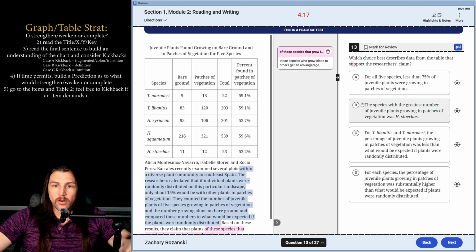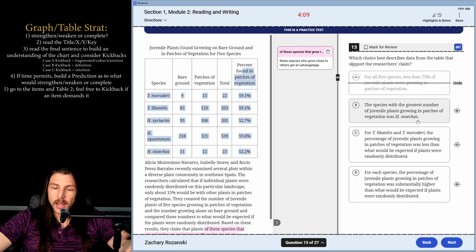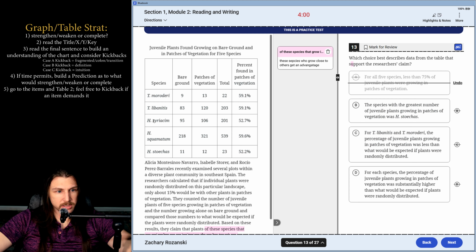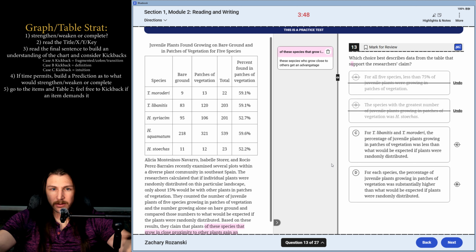Let's start engaging. For all 5 species, less than 75% of juvenile plants were growing in patches of vegetation. Okay, sure, but I want some sort of statement of advantage. Though it might be true, this is not engaging with my claim. The species with the greatest number of juvenile plants growing in patches of vegetation was HS. That is true. But this doesn't express my grows close to others getting an advantage. I want some sort of language of comparison.